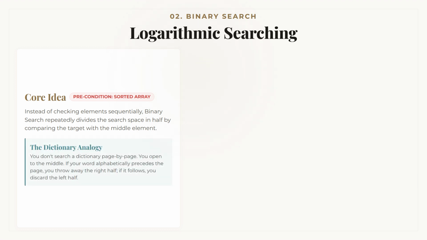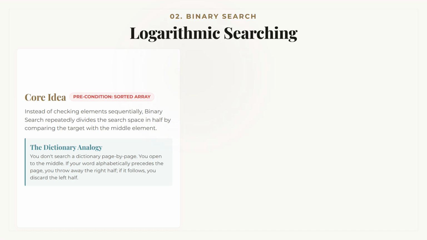Imagine you are searching for a word in a dictionary. You do not start from the first page and move sequentially. Instead, you open the dictionary somewhere in the middle. If the word you are searching for comes alphabetically before the current page, you ignore the second half. If it comes after the current page, you ignore the first half. You continue this process until the word is found.